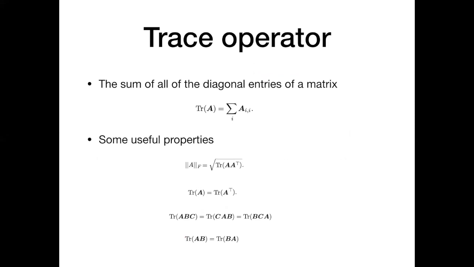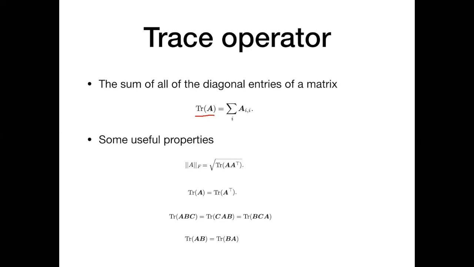Okay, here we get to the last operation today. It's the trace operator. The trace operator is the sum of all of the diagonal entries of a matrix. It's denoted as Tr, and it equals the sum of the elements along the diagonal line.